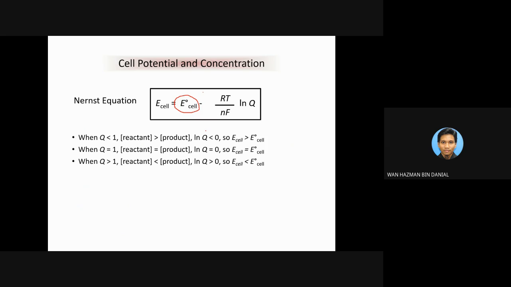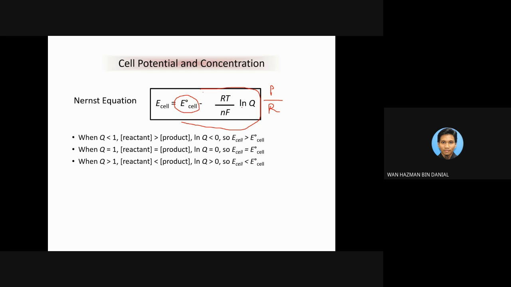less than 1, Q kat sini mana product over reactant. So product over reactant. So kalau reactant dia lebih banyak, so it means that Q akan less than 1. So bila this value Q is less than 1, dia akan menyebabkan E cell lebih tinggi daripada E node cell. Okay, macam saya mention tadi kan, sama ada lebih tinggi atau lebih rendah kan, bergantung kepada this equation kan, betul tak? Sama ada lebih tinggi atau lebih rendah berbanding standard dia.